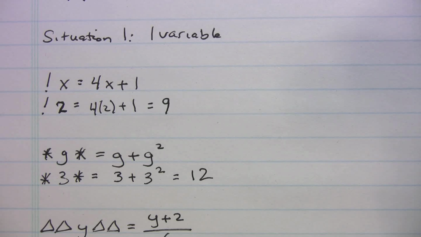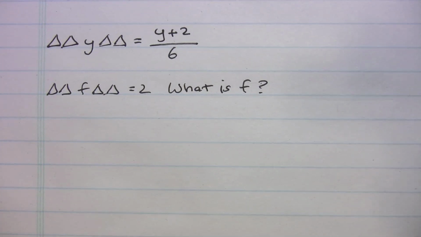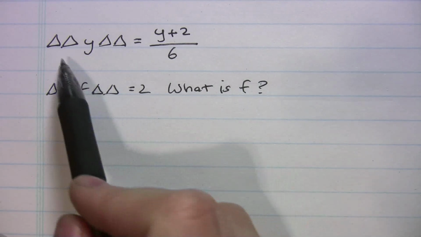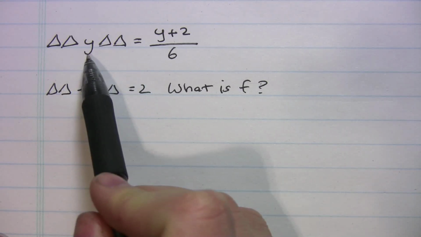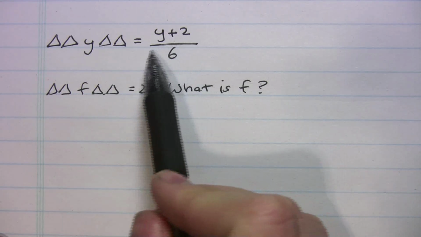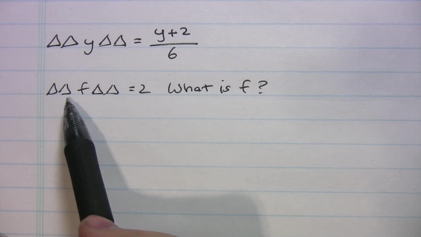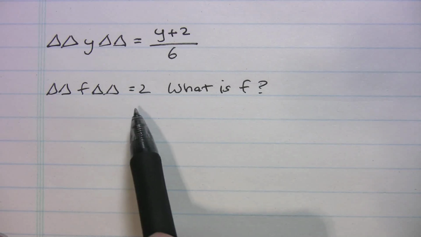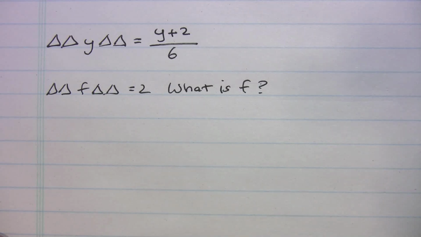Let's make it a little bit harder. I'm going to move this up here. Now we have this other weird one. Triangle, triangle, y, triangle, triangle is equal to y plus 2 over 6. And again, we're not multiplying anything here. This is just your function. It's telling you when you see y, you're going to add 2 and divide by 6. Now they want to know what is triangle, triangle, f, triangle, triangle, and they're telling you that's equal to 2. And they want to know what is f.